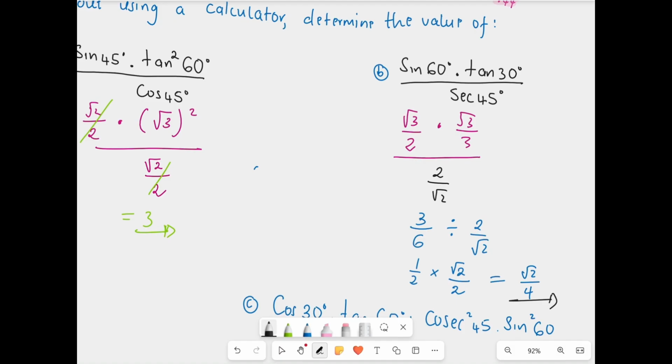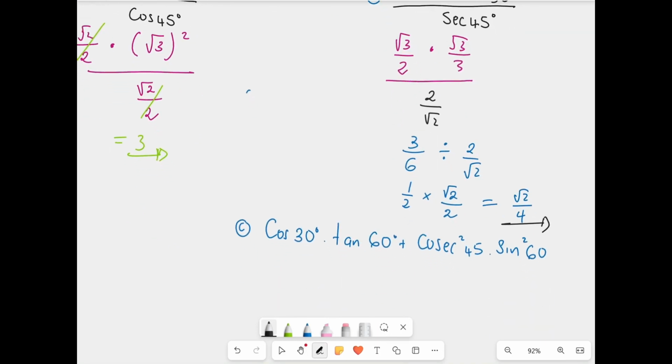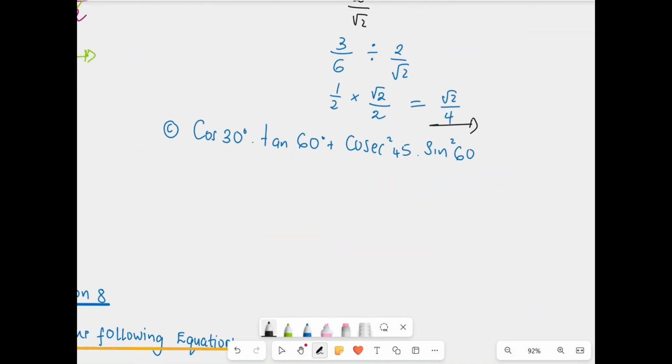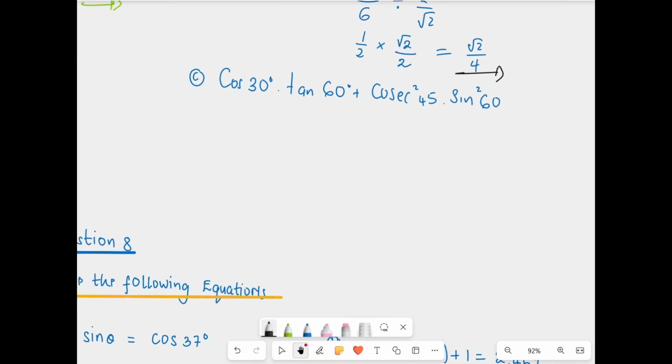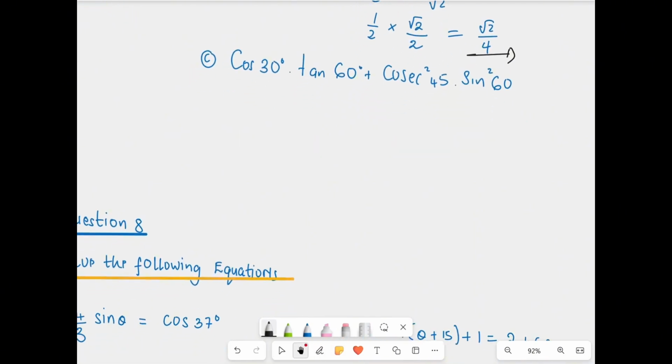Let me move to the next one. We are almost done. I think we are only left with question 8, and then we are done with this. Now, here again, we are dealing with special angles. So you need to know cos 30 by heart, which is root 3 over 2, times, what is sine 60? It is square root of 3 over 1.